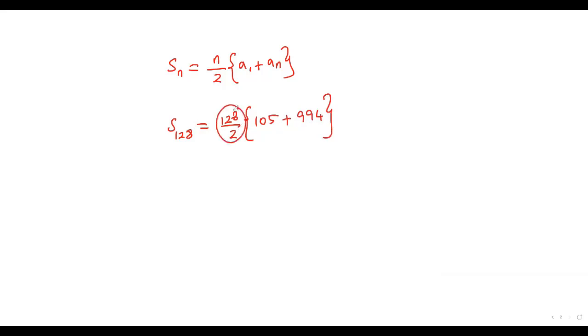So when I simplify this one, 128 by 2 will result in 64 times. When I add these two numbers, that results in 1099. When I multiply the 64 and 1099, it will be 70,336. So the sum of all 3-digit natural numbers which are divisible by 7 is 70,336.